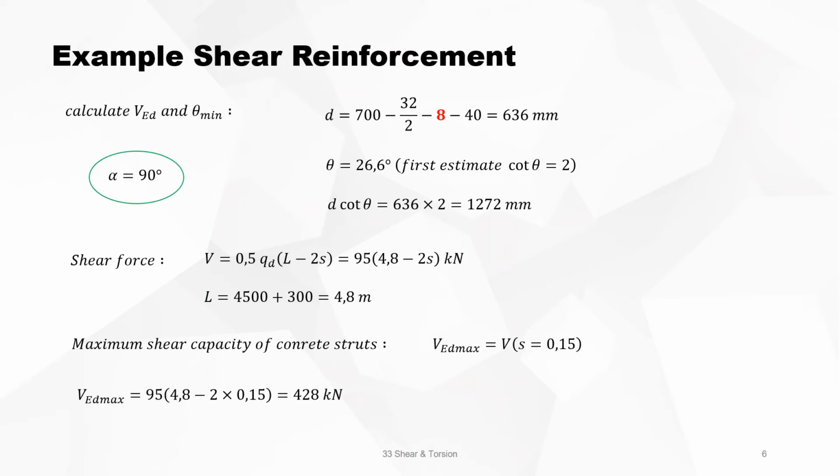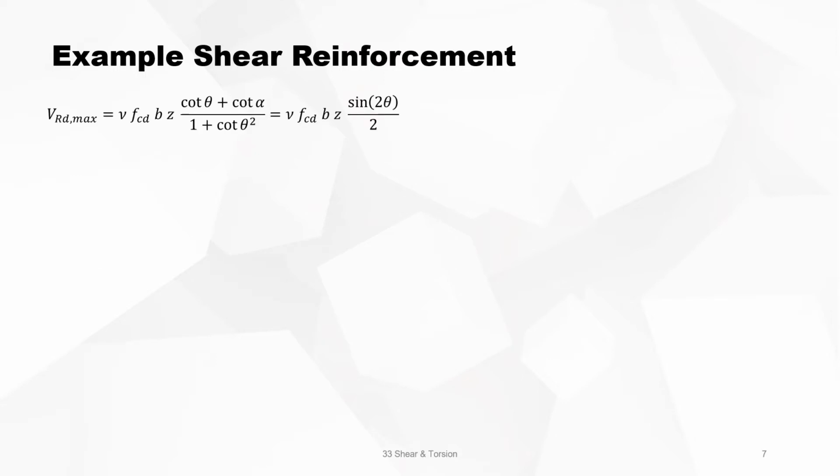So the VEd max at the face of the support is 428 kilonewton. So at all times the concrete strut must be able to take the 428 kilonewton. We know that VRd max, the maximum capacity of the concrete strut, is a function of the inclination of the concrete strut. So we have to choose this inclination.